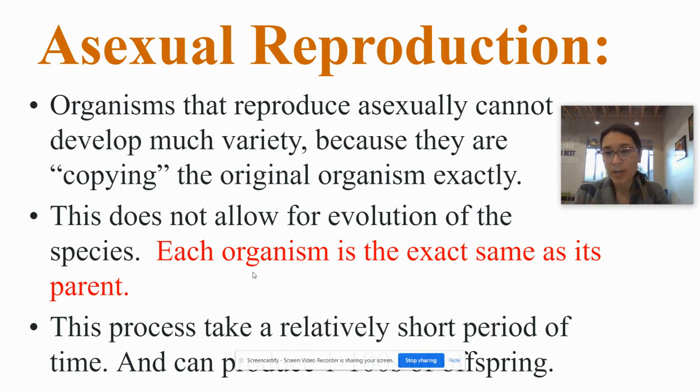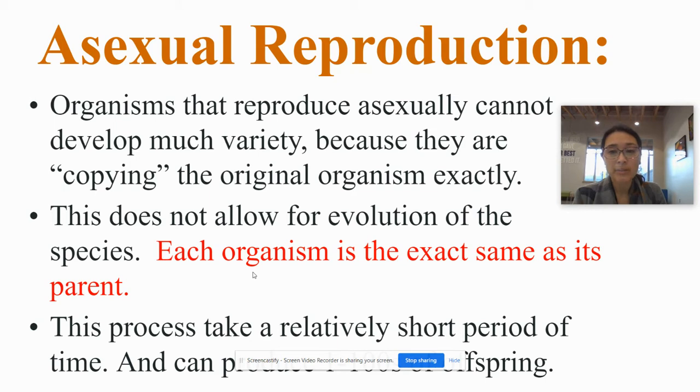So there's no genetic variation, meaning there's not going to be any differences in your population because you're exactly like everybody else. This does not allow for evolution of the species, which means evolution is just change over time, and there's not going to be any change because everybody's the exact same, and anytime they reproduce, they're going to make something that's exactly the same as them. So there's no genetic variation, so there's not going to be any change. Each organism is the exact same as its parent.